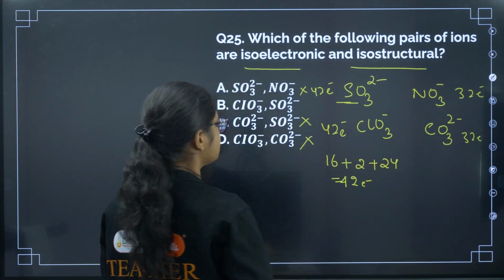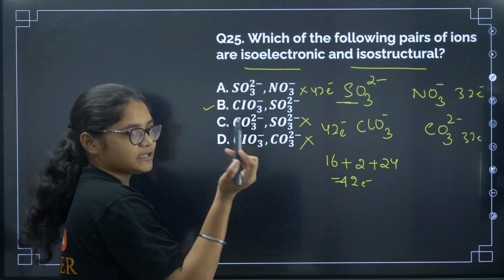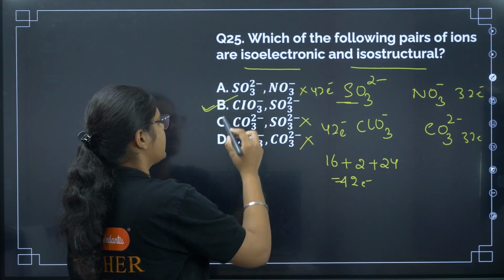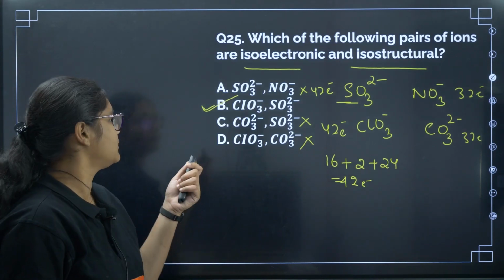ClO3 and CO3, these are also not isoelectronic, we can eliminate. Structure I have already explained in the previous question. The correct answer for this question will be option number B.